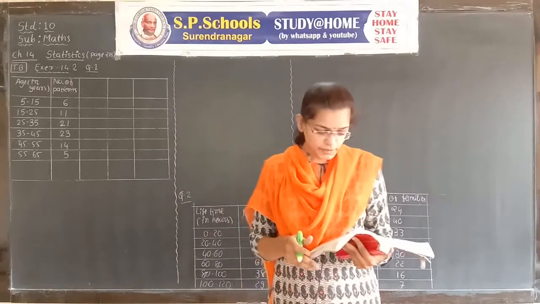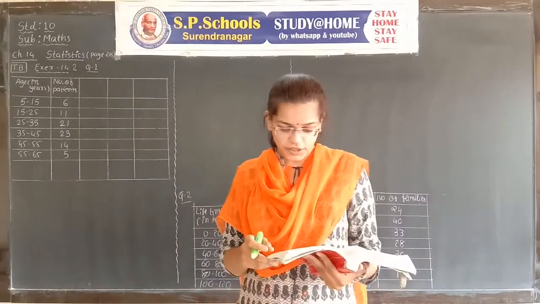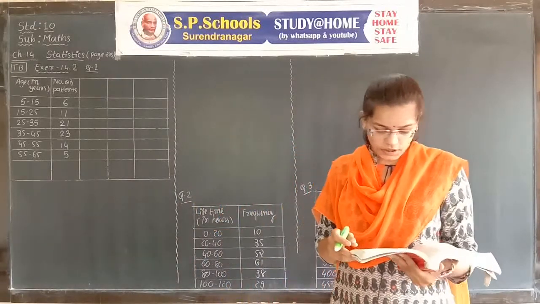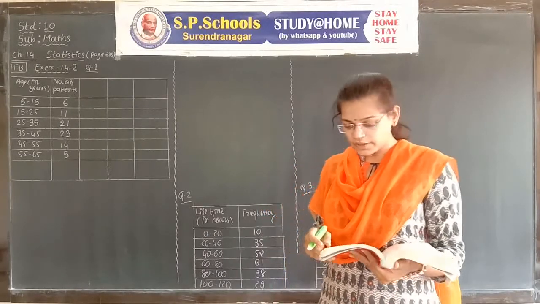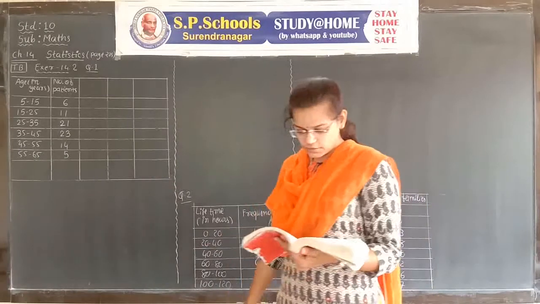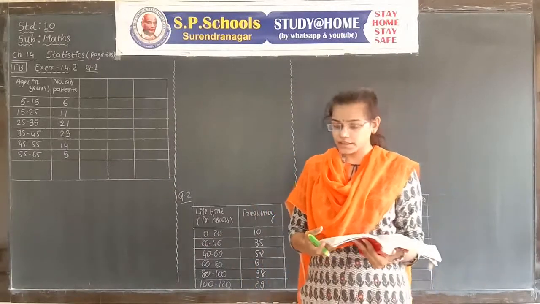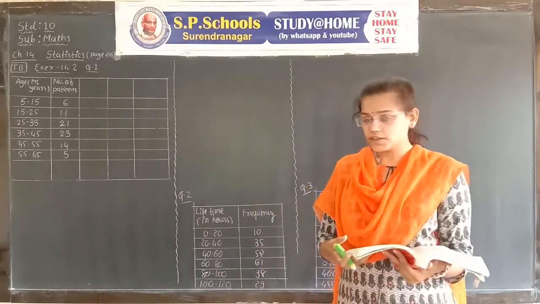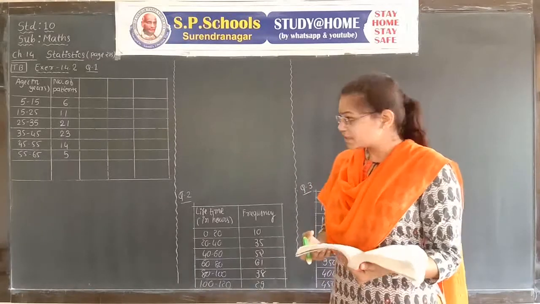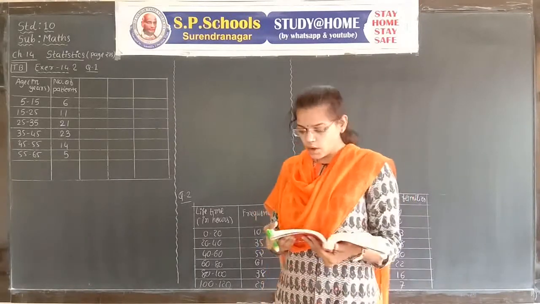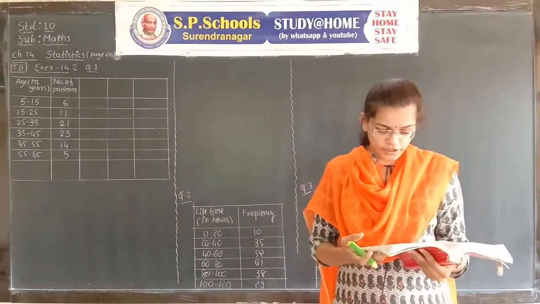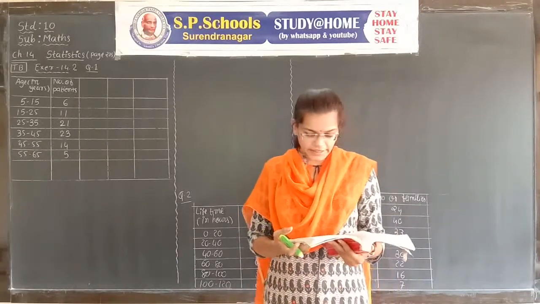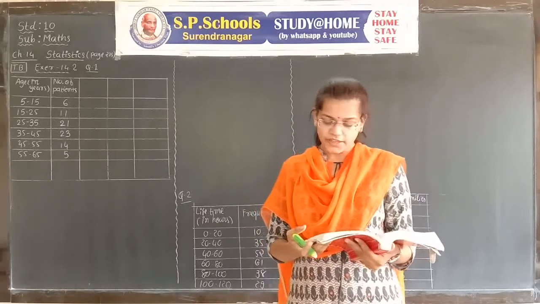The following table shows the ages of the patients admitted in a hospital during a year. Age in years: 5 to 15, 15 to 25, up to 55 to 65. All the class intervals are in continuous form. The number of patients, meaning the frequency, is given as 6, 11, 21, 23, 14 and 5. Find the mode and mean of the given data. Compare and interpret the two measures of central tendency.